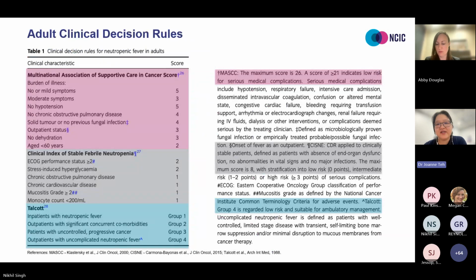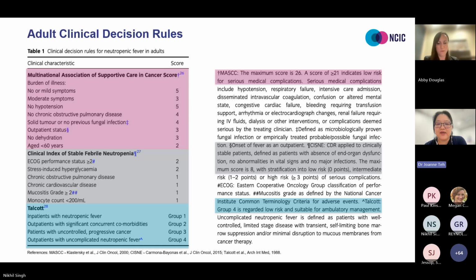So we have identified in our literature review 3 adult clinical decision rules. I should mention the Talcott criteria, in blue, were first published in 1988, so are quite dated and have now been superseded by the Multinational Association of Supportive Care in Cancer, the MASCC score in pink, and the Clinical Index of Stable Febrile Neutropenia, the CISNE score, in grey. In the table on the left, you can see the clinical characteristics of each of these scores that are relevant to each of these rules.